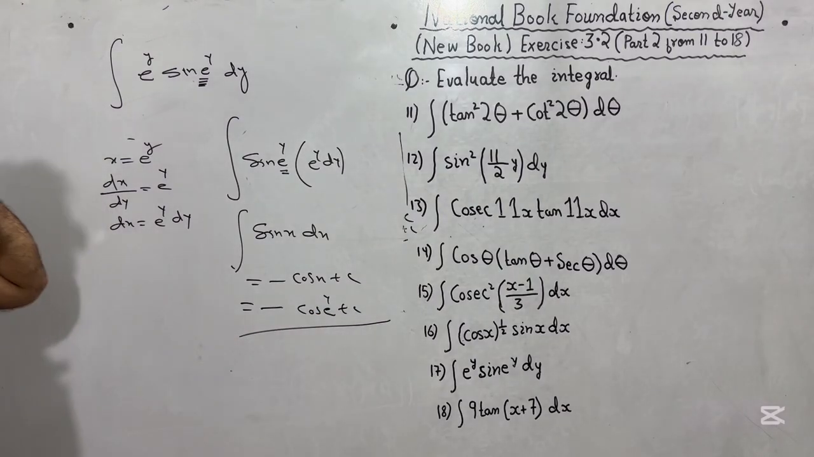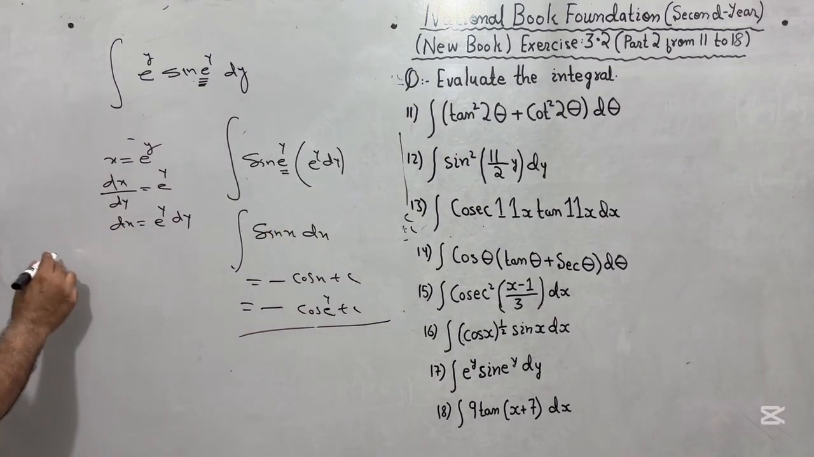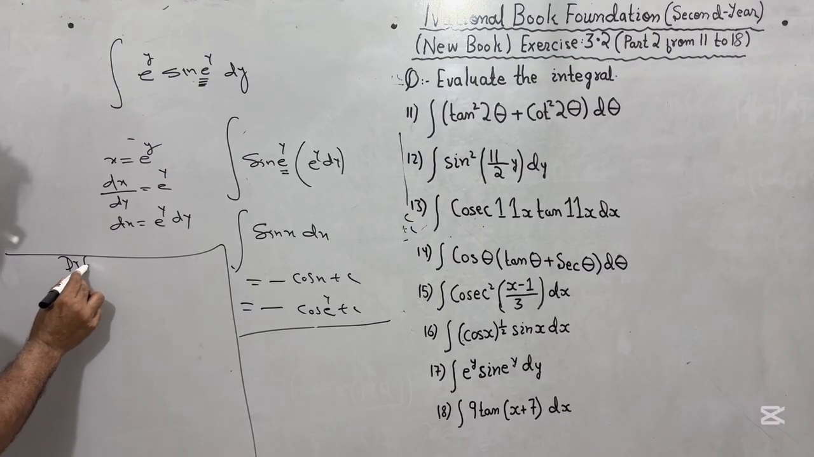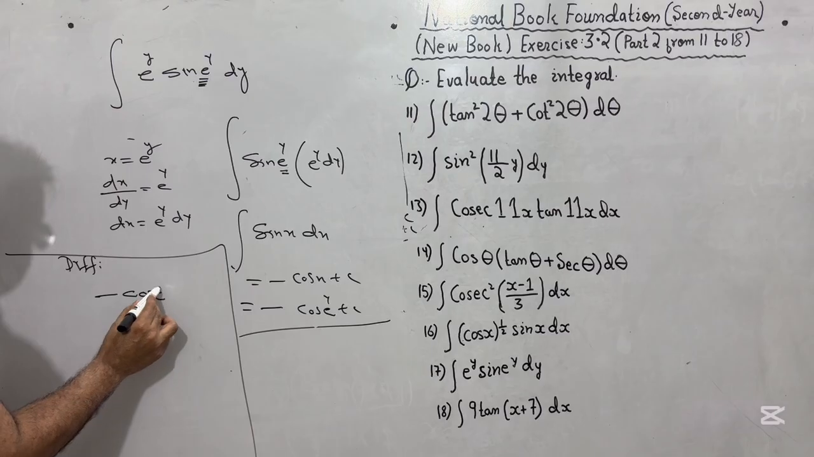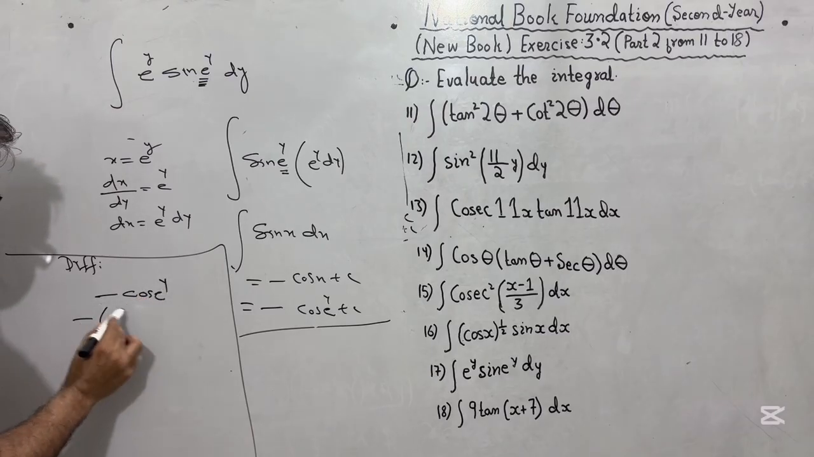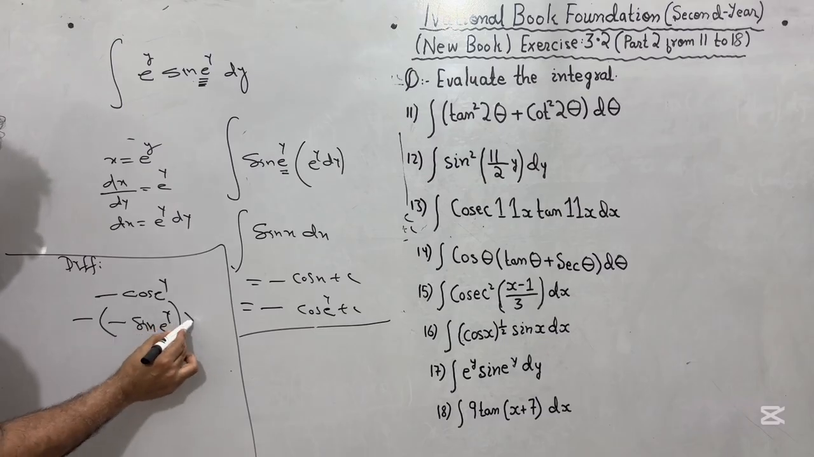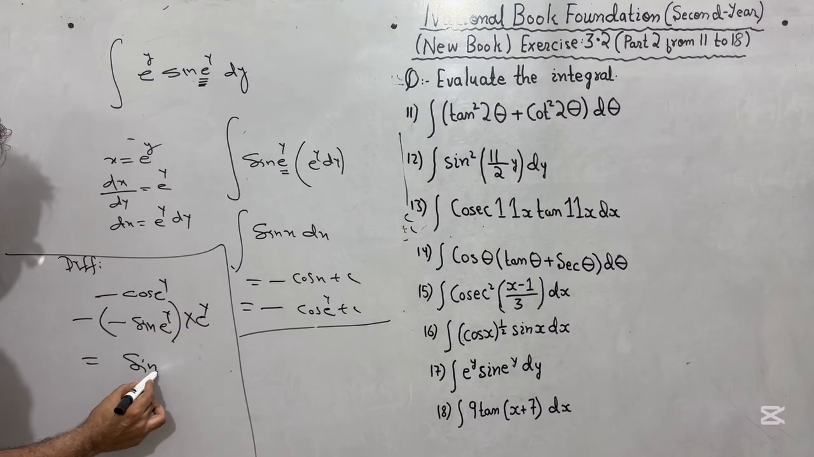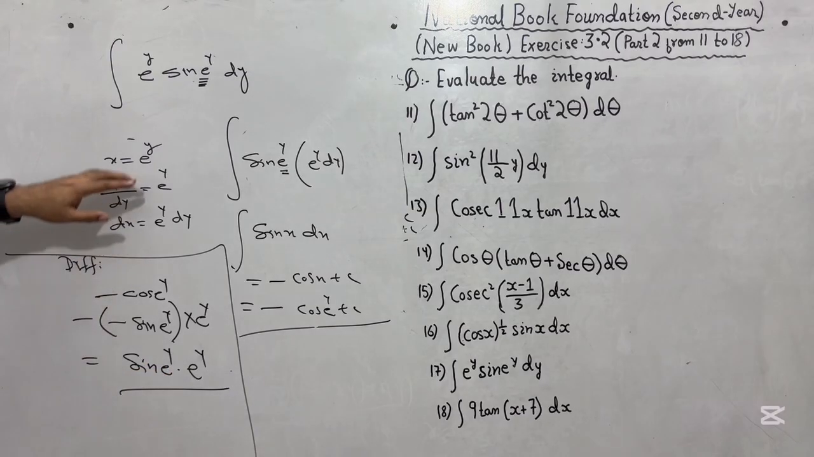Or one can verify by differentiating the answer, we will get this. Let's see how. Differentiating the answer, we have negative cos e raised to y. Differentiation of cos is minus sine, angle same, then differentiation of angle, it's our e raised to y, minus minus plus, we have sine e raised to y times e raised to y, that is the data we have given to us.